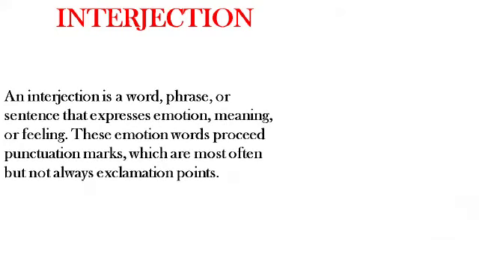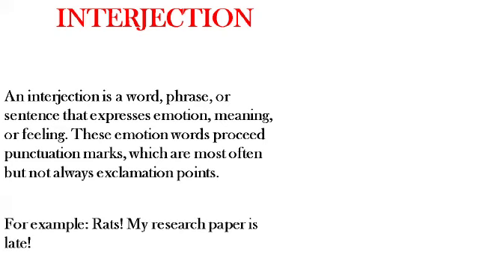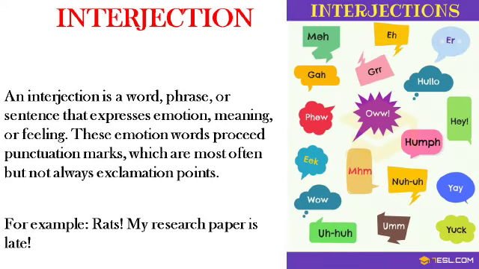Interjection. An interjection is a word, phrase, or sentence that expresses emotion, meaning, or feeling. These emotion words precede a punctuation mark, which is most often but not always an exclamation point. For example, rats! My research paper is late. For example, interjections: yay, yuck, wow, like this. Hey, hello. This is all called interjection.